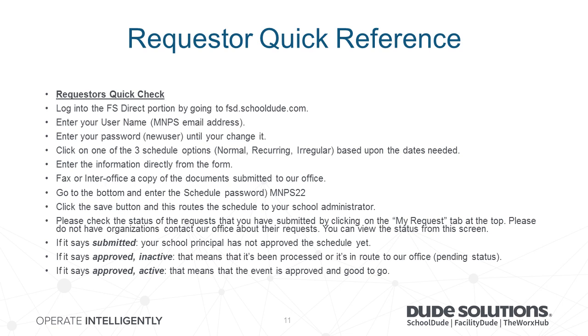And the last light on my traffic symbol is the green light. If it's green or if it says approved active, that simply means that the event is approved and it's good to go. I notify the custodians and so forth in the system. But that means that it's on their calendar and it's actively approved.